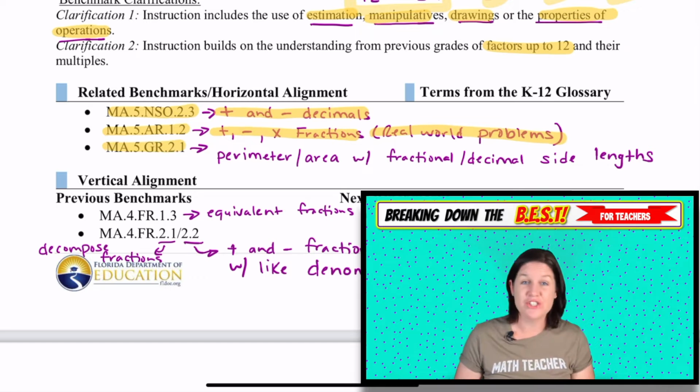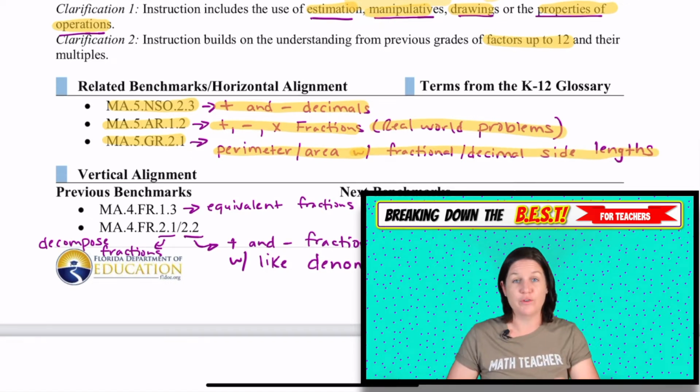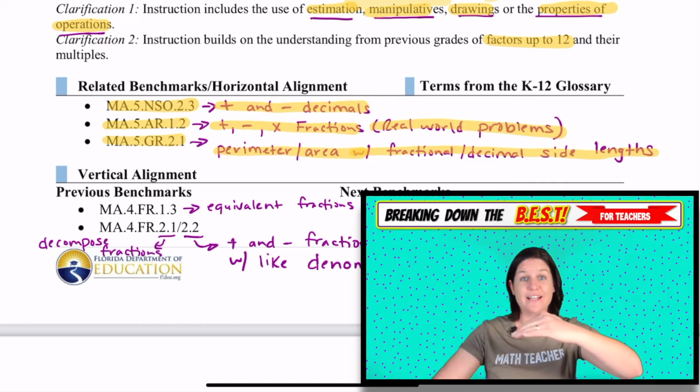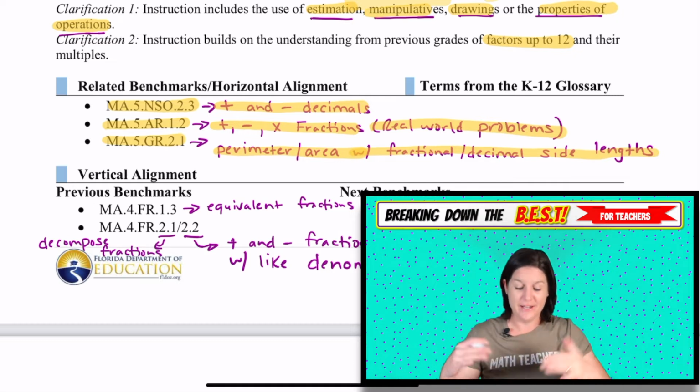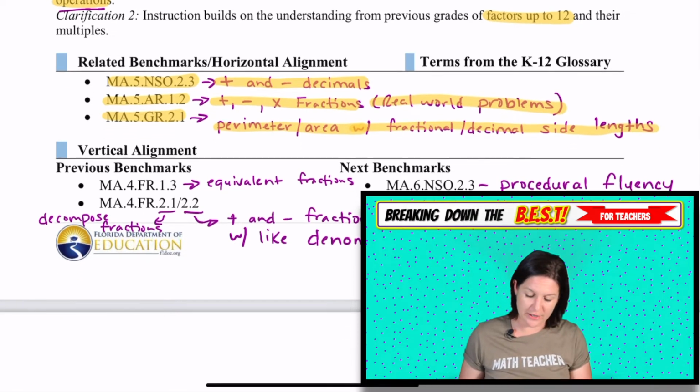Then we have 5.GR.2.1, which is our perimeter and area with fractional and decimal side lengths. So for instance, with perimeter, we would be adding up the sides, right? And with those fractions, they might be uncommon denominators, and we have to figure out the common denominator there.